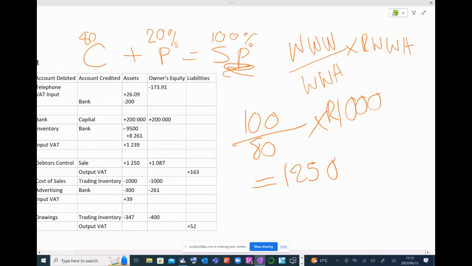And then what do we have on the other column? Make sense? Which gives you what? Which gives you 1.2, which gives you 200. It gives you 20%.